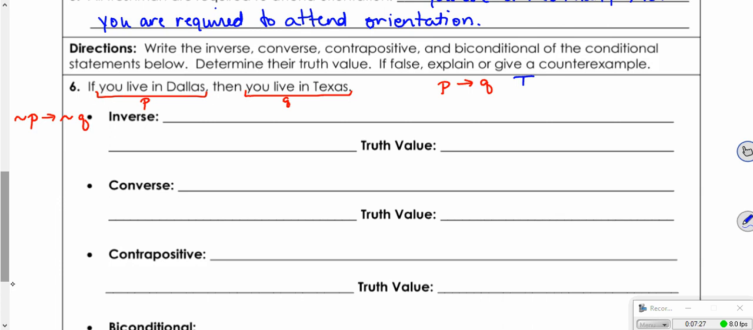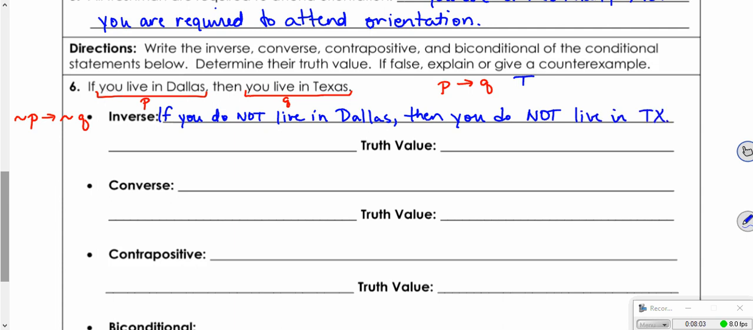So the inverse statement is if not P, then not Q. So if you do not live in Dallas, then you do not live in Texas. Now, TX is the state abbreviation for Texas.